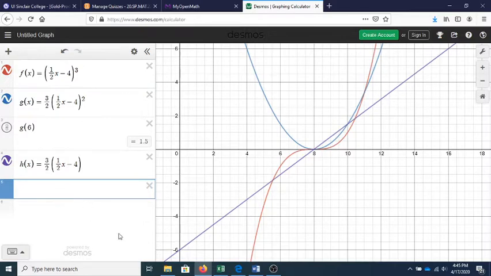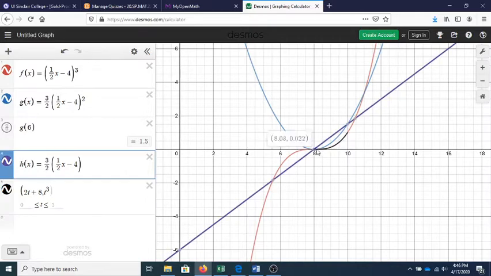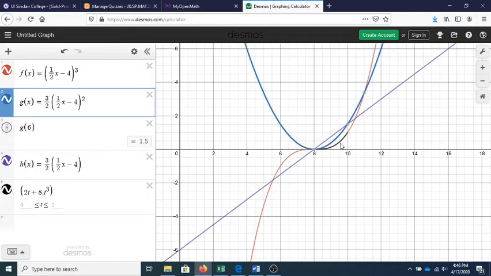Alright. So, let's see what happens here. Remember, we enter our parametric equations as a point. So the x-coordinate is 2t plus 8, and then my y-coordinate is t cubed. Alright, well it is covering up my red curve. Okay, but notice it only covered up a portion of my red curve.